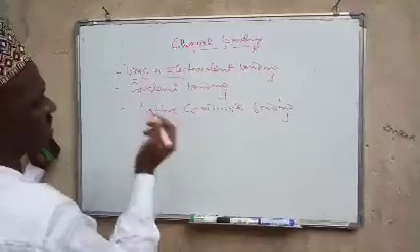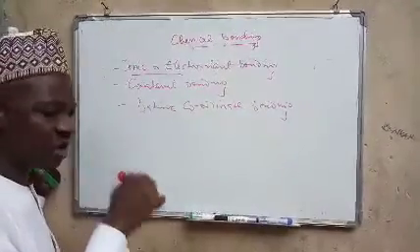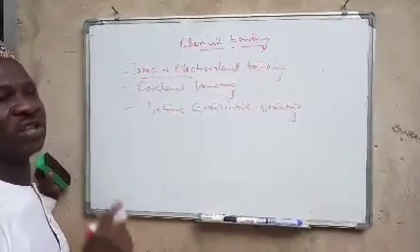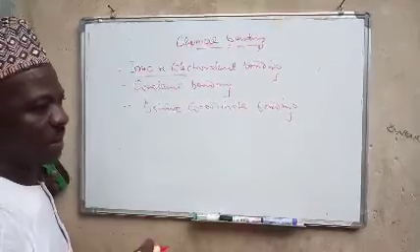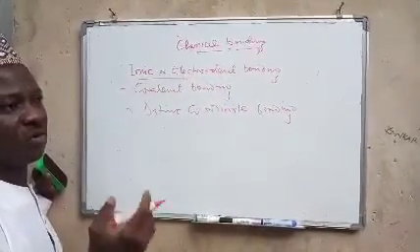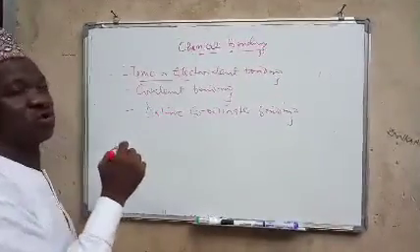Now, in this case, we'll take any member of group 1 elements, most especially not hydrogen. Hydrogen is in group 1 because it has one electron in its valence shell. However, it is not supposed to be there because it is not a metal. But we can take sodium, for example.